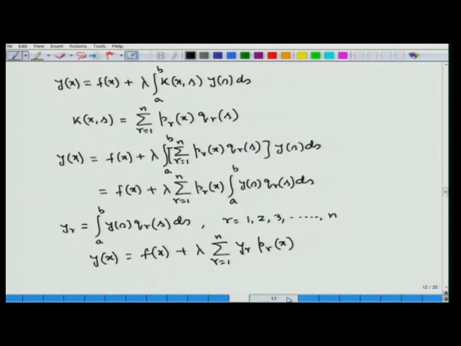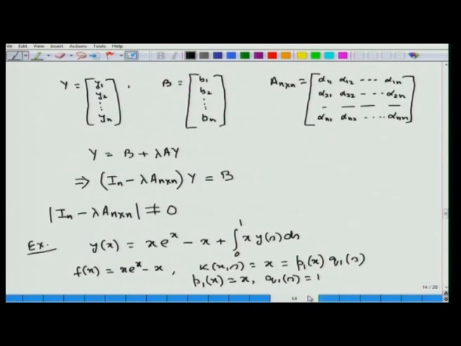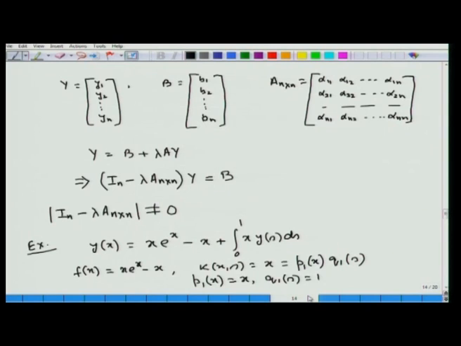Now, in case of this separable kernel, this integral equation can be converted into a problem of finding the solution of a system of linear equations, and depending upon the uniqueness of the solution of the system, which in turn depends upon the magnitude of lambda, there may be a unique solution, may be no solution, may be an infinite number of solutions, and we will have the corresponding conclusion for the solution of the Fredholm integral equation.